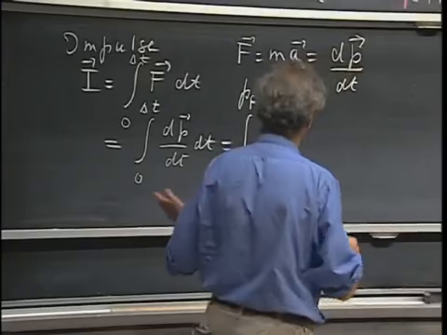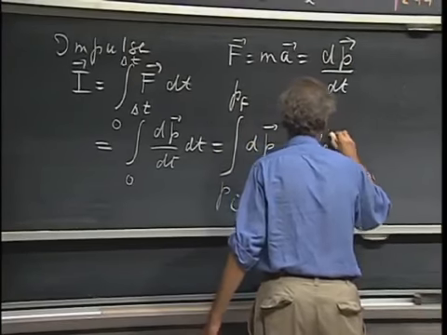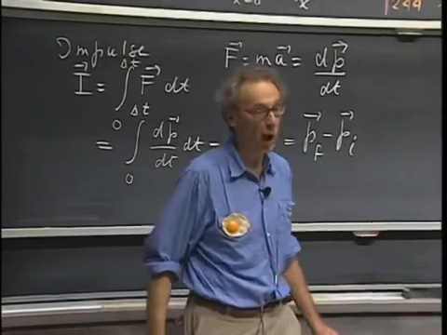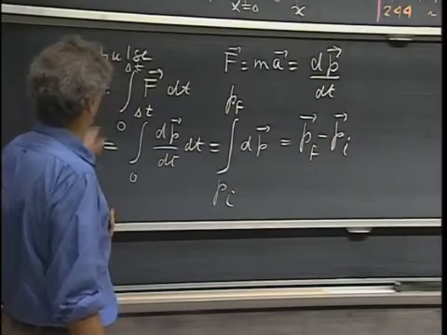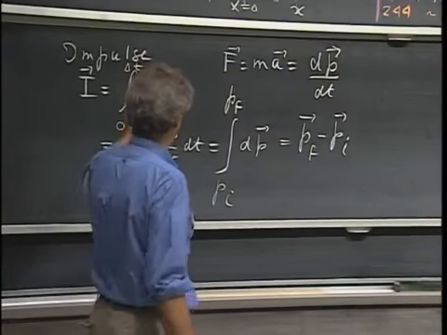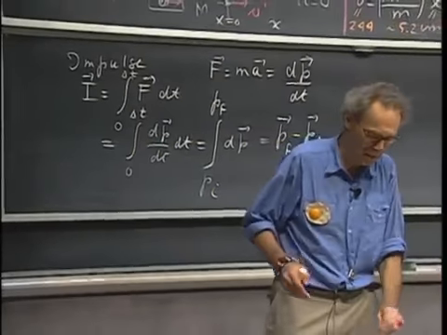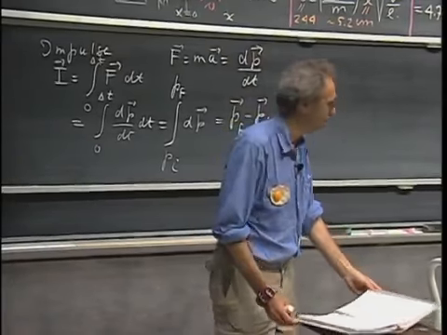And so that is simply the final momentum minus the initial momentum. So what an impulse does, it changes the momentum. There's a force that acts on something for a short amount of time, could be a little longer, as you will see with rockets, and that gives it a change in momentum.